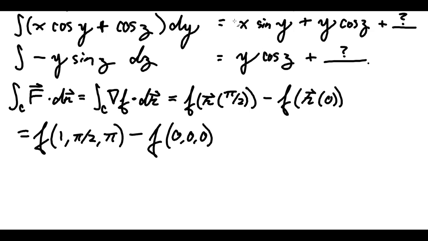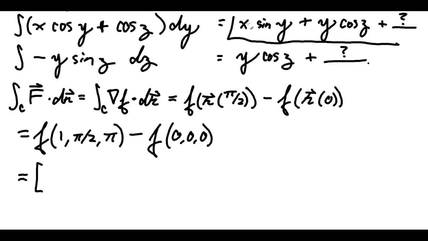So, remembering that our potential function was x sine y plus y cosine z plus a constant, we just need to evaluate that and take the difference. Now, there's some constant here, but we could take that to be whatever we want. It doesn't matter because when we subtract, it's going to get canceled off, right? You'll have k minus k, that vanishes. So much like we do with definite integrals, normally we just pretend that constant's 0 and evaluate without it. So we have x sine y.